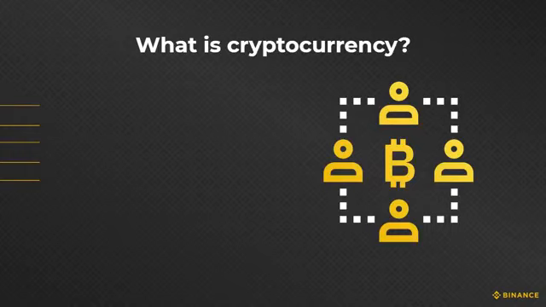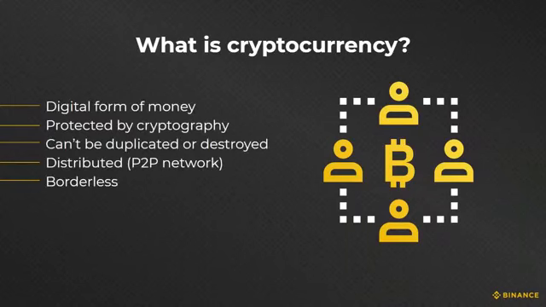Now, what is cryptocurrency? You see this description right here. It's a digital form of money. It's protected by cryptography.